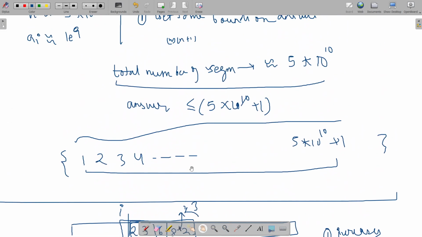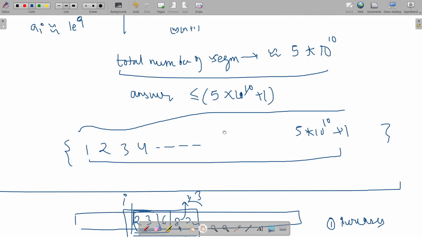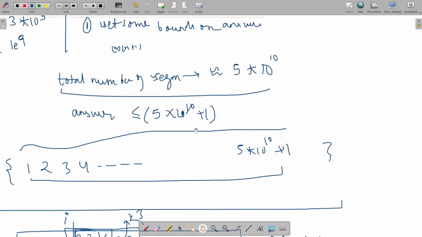Now, coming back to this point, can you answer this question? If there is a segment whose LCM is greater than 5 into 10 to the power 10 plus 1, let's say, and we have fixed the I, do we even need to consider this LCM? Do we even need to add it to our set when we find the MEX at the end?